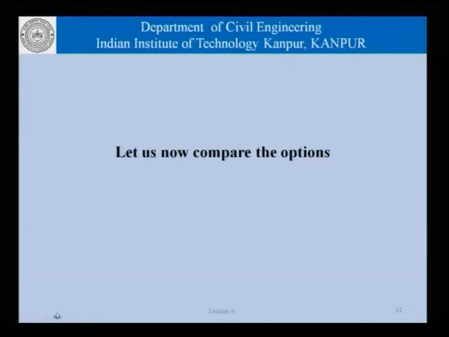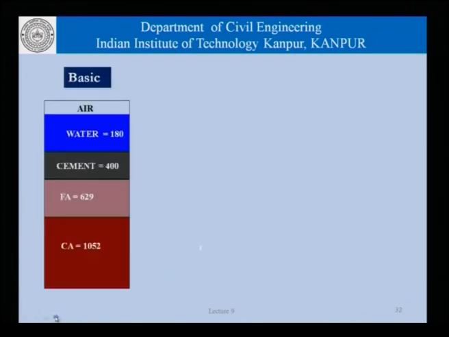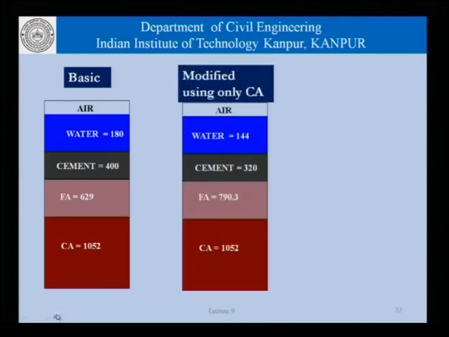So, now let us compare the options. To begin with, as far as basic concrete is concerned, this is what we had, and we found that it was not meeting our requirements. The cement content here was higher than the acceptable or required maximum of 320. So, we explored an option 1, where we said we will use a chemical admixture alone to get the water demand down to 144, and then use the same amount of cement, and so on and so forth.